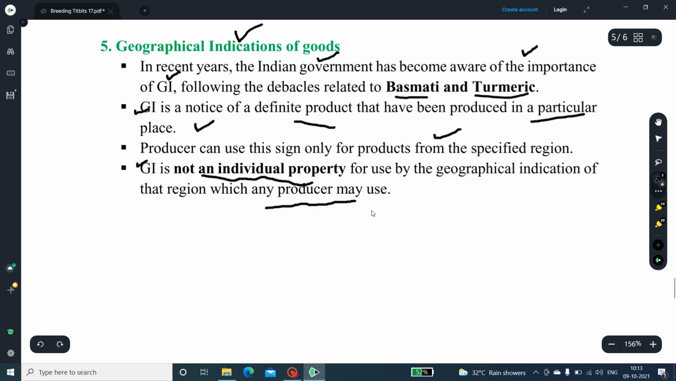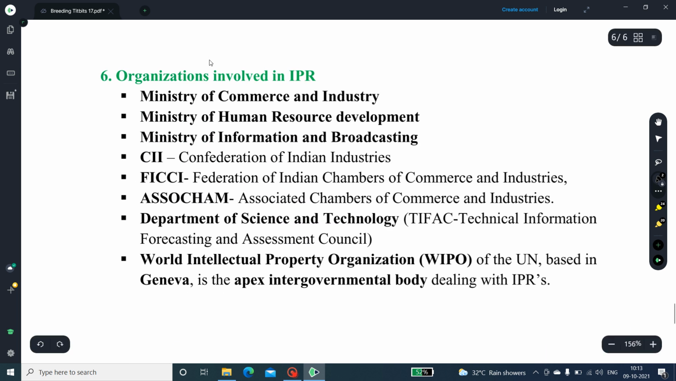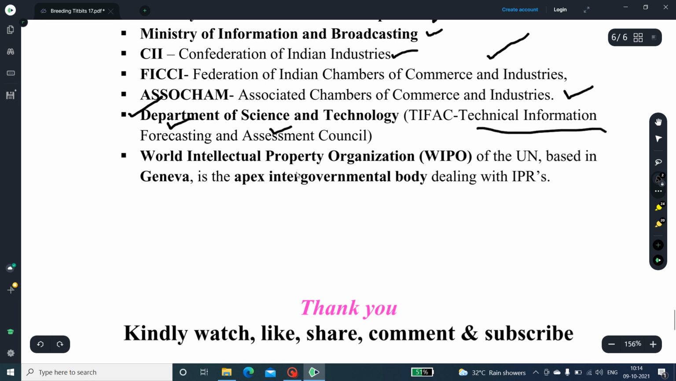And the last aspect is the organizations involved in IPR. In India, the Ministry of Commerce and Industry, Ministry of Human Resource Development, Ministry of Information and Broadcasting, the Confederation of Indian Industries, Federation of Indian Chambers of Commerce and Industries, Associated Chambers of Commerce and Industries, and the Technology Information, Forecasting and Assessment Council of the Department of Science and Technology. And the World Intellectual Property Organization of the United Nations, located in Geneva, is the apex intergovernmental body dealing with IPRs.